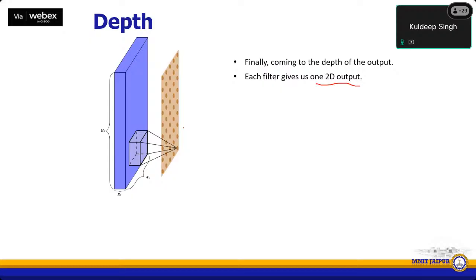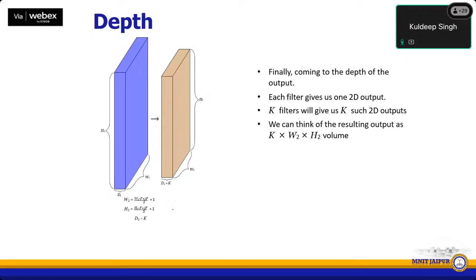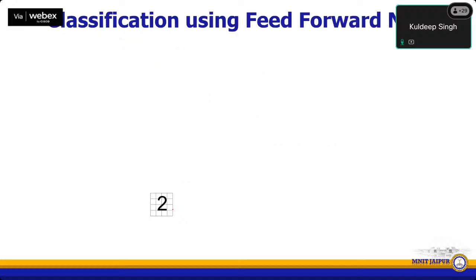Now you can apply multiple such filters here. Suppose you are applying k number of 3D filters. Each filter will give you one 2D output. So if there are k number of filters, you will get k such 2D outputs. And now the formula will be like this one. The formula for the output width and height is the same as what we have discussed just before on the slide. And the output depth will be equal to the number of filters you have applied here. So that is about the depth.